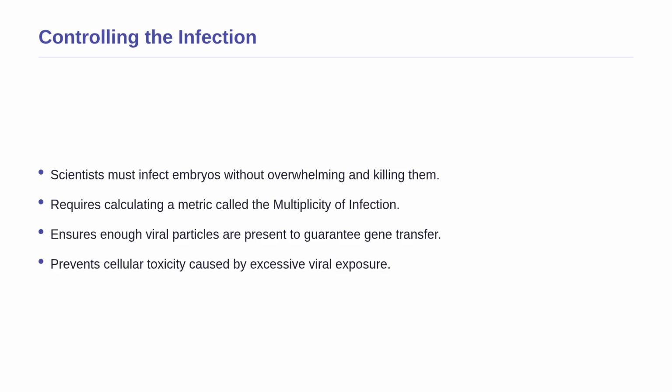Having seen the physical process, we must now address a critical experimental challenge. To successfully infect embryos without overwhelming and killing them, scientists cannot just guess how much virus to use. They must carefully calculate a metric called the multiplicity of infection, or MOI. This calculation is absolutely essential because it ensures that there are enough viral particles present to guarantee successful gene transfer, but not so many that the embryonic cells suffer from toxicity and die. It is a delicate balancing act between efficiency and cell survival.